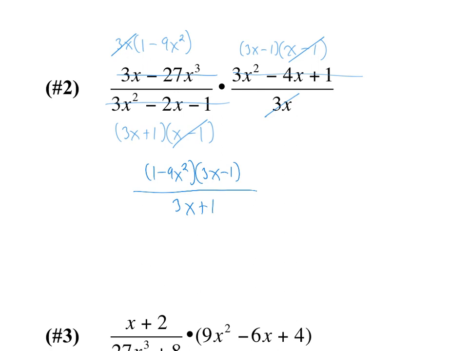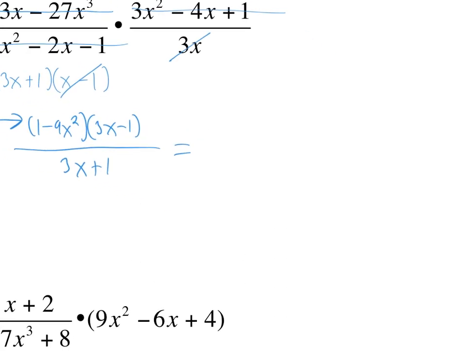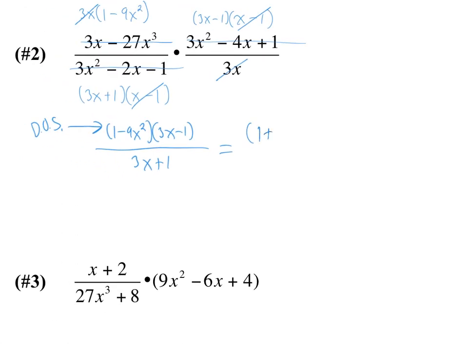All right, and now I'm not quite done yet. This 1 minus 9x squared is actually a difference of squares. So I can do more canceling, or more reducing. The difference of squares would be 1 plus 3x times 1 minus 3x, and then 3x minus 1 all over 3x plus 1.